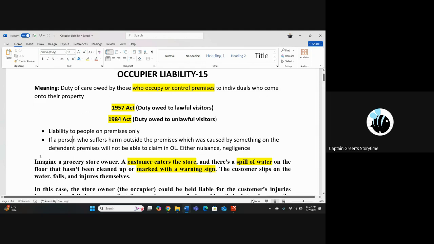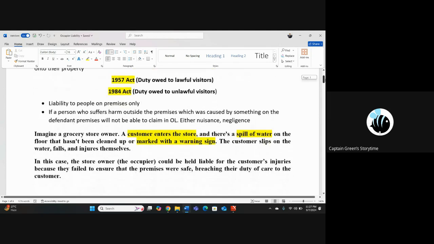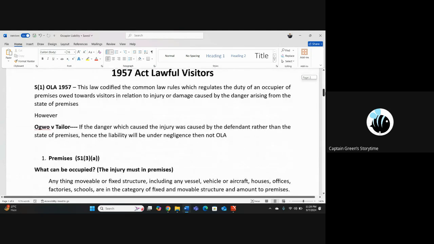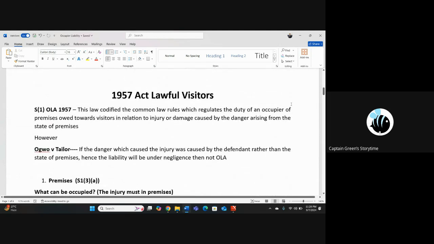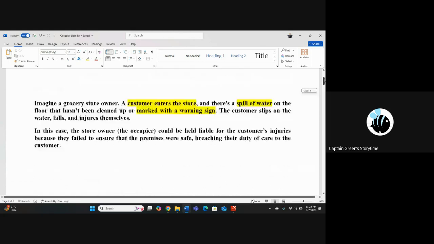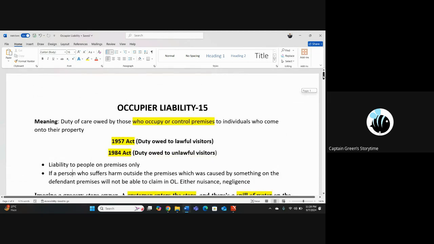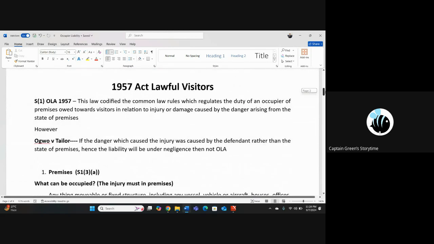Okay. Moving on to our 1957 Act in detail, as we already studied, we have two acts, 1957 and 1984. The 1957 deals with the lawful visitors and 1984 deals with the non-lawful visitors. So first of all, we will study the 1957 Act, which is dealing with lawful visitors.